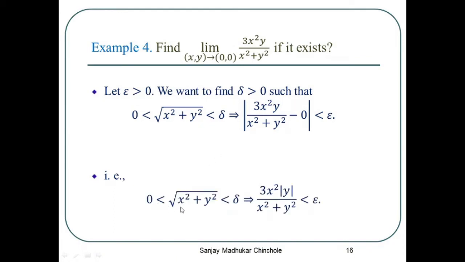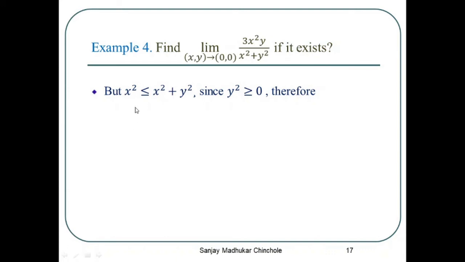That is, 0 less than root of x square plus y square less than delta implies that this 3x square y upon x square plus y square minus 0 becomes 3x square mod y upon x square plus y square, as 3 into x square and x square plus y square are always non-negative. There is no need to write the absolute value sign for these terms. Therefore, this inequality reduces to 3x square mod y upon x square plus y square less than epsilon. Now we have to just prove this thing.